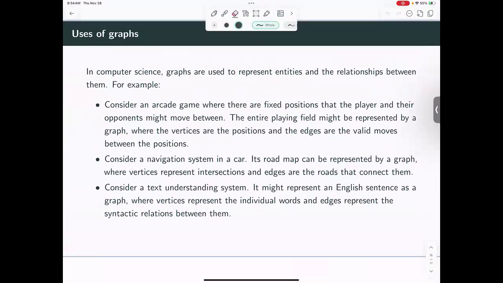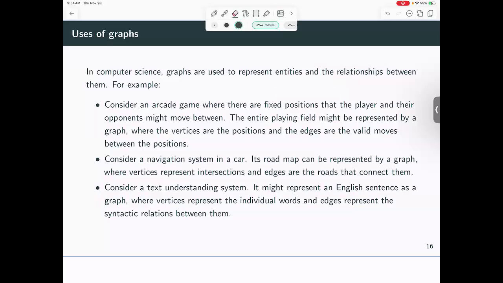So on that note, graphs are used to represent a lot of different relationships and entities. For an arcade game, we can think very simply, like a matrix, a 2D array, fixed positions, where players and their opponents have to move between them. We can imagine that as the player is moving between different spots in a game, each of these spots is a vertex, a place a player can move. And then just walking to that place would be the edge. I can't directly walk over here. I would have to take a path through lots of other nodes to get over there. We can also consider navigation systems, as I just did.